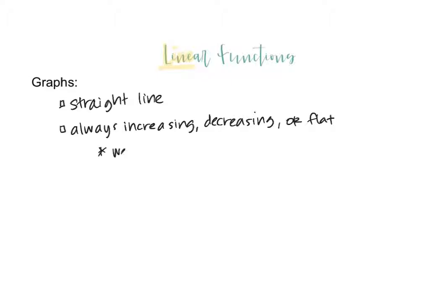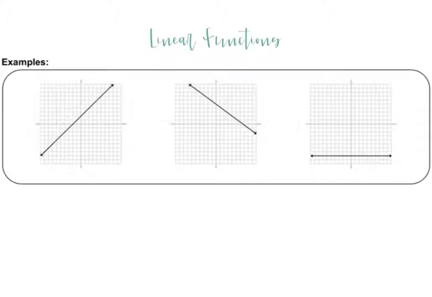And when we read a graph, we always read graphs from left to right, just like we would read words. So because we read graphs from left to right, we're going to say that this first example, from left to right, is increasing. It's going up from left to right. What's increasing? The x is increasing.